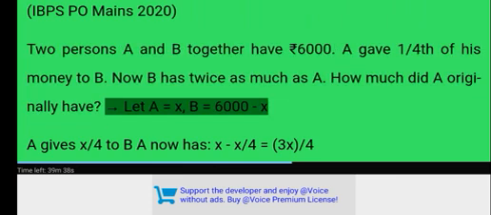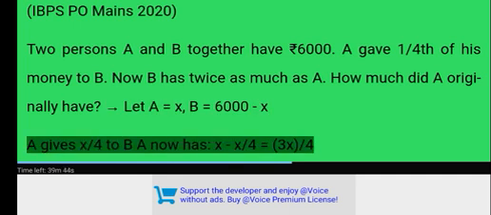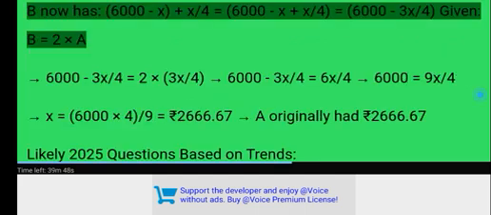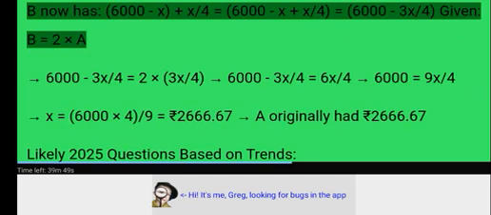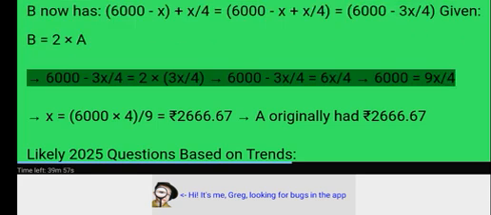Let A equal x. B equals 6,000 − x. A gives x/4 to B. A now has x − x/4, which equals 3x/4. B now has 6,000 − x + x/4, which equals 6,000 − 3x/4. Given B equals 2 times A, so 6,000 − 3x/4 equals 2 times 3x/4, which equals 6x/4. So 6,000 equals 9x/4.